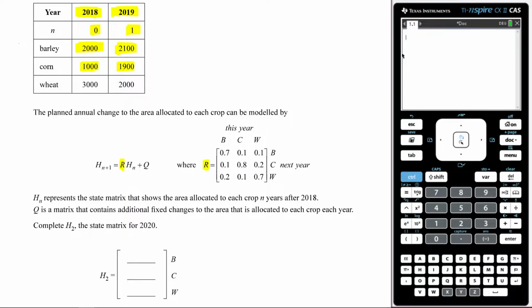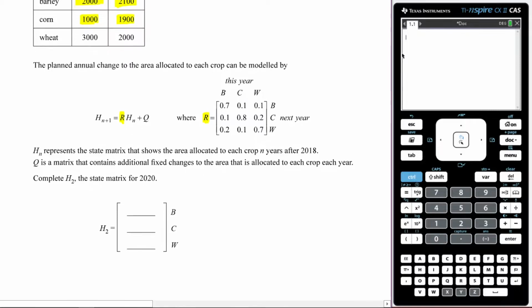And again, think about what this is saying. It's saying that 70% of the area given for barley remains as barley next year. 10% of the hectares given for corn this year will be given to barley. Another number, this is saying that 20% of the hectares given for wheat this year will be given to corn next year. So that's how the transition matrix is working.